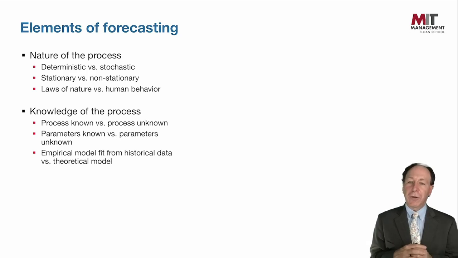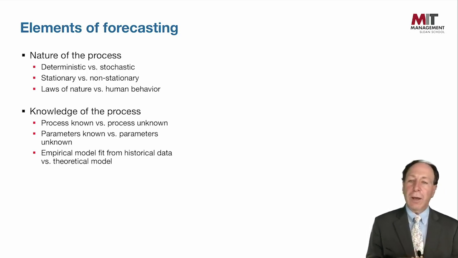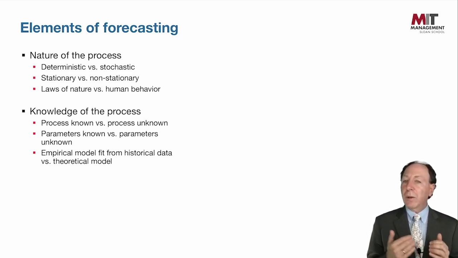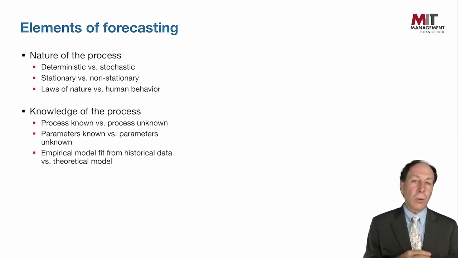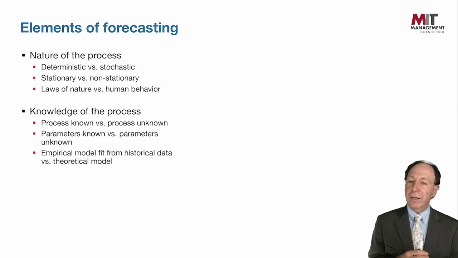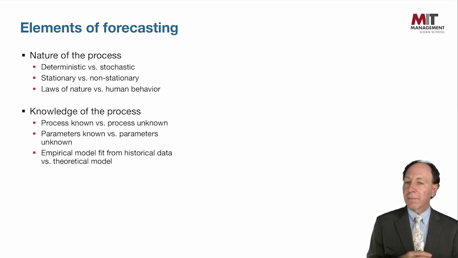How much do we know about the process? Do we know the process, or do we not know what the underlying process is? Perhaps we know the process, let's say an AR(1) process or an ARMA(1,2) process, but we don't know what the parameters are. So in one case, we have to figure out what model to work with. In the other case, we may have uncertain estimates of the parameters which we'd like to apply, and that will be an additional source of uncertainty in our forecasts compared to the case where we know the parameters.